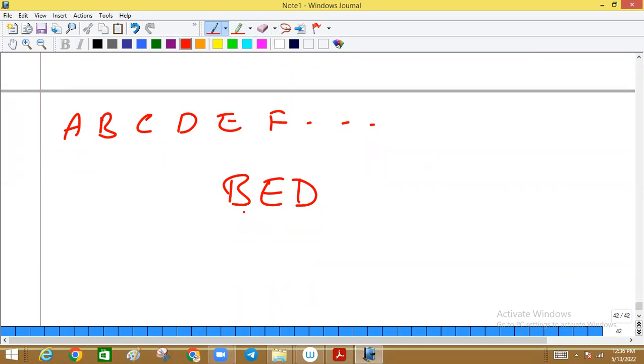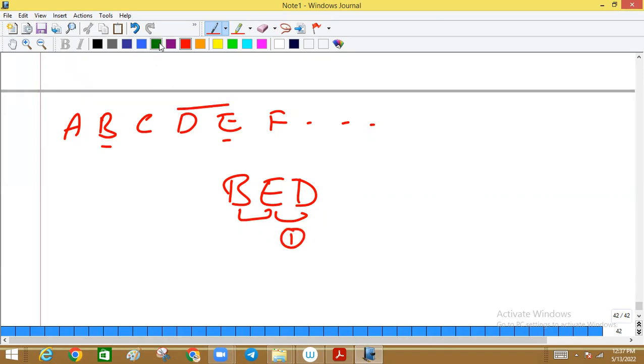For example, I selected BE as a pair. In this word, between B and E, how many letters are there? They are adjacent. But in the actual alphabet, between B and E, how many are there? Two are there. So I can't take this pair. Got it? Now come to the next pair, ED. In this word, ED are adjacent, and in the actual alphabet, ED are adjacent. So this is one pair.